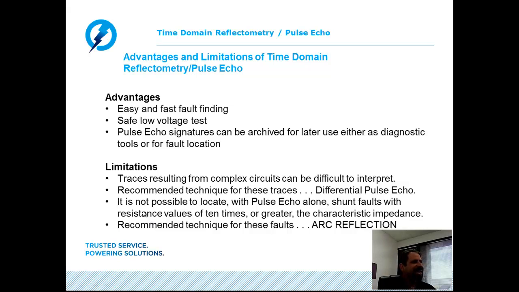Now, it is not possible to locate with pulse echo alone a dielectric fault or insulation fault where the resistance value is 10 times or greater the characteristic impedance of the cable that I'm measuring on. Now, the recommended technique or practice for this is the technique known as arc reflection.